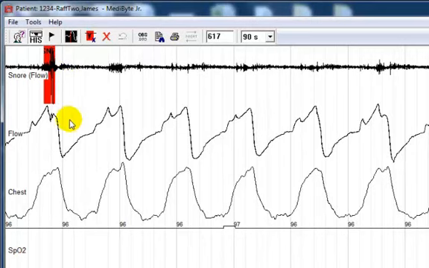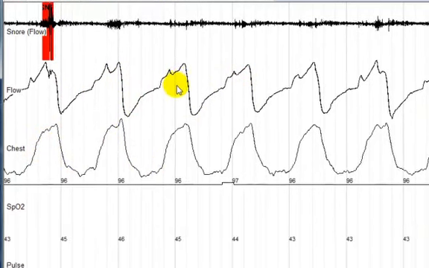The flow or airflow channel on a normal individual should be either sinusoidal or quasi-sinusoidal in nature. It should have very little change in both amplitude and periodicity. Likewise, the chest effort signal should be either sinusoidal or quasi-sinusoidal in appearance. It should be synchronized with the flow signal above it.